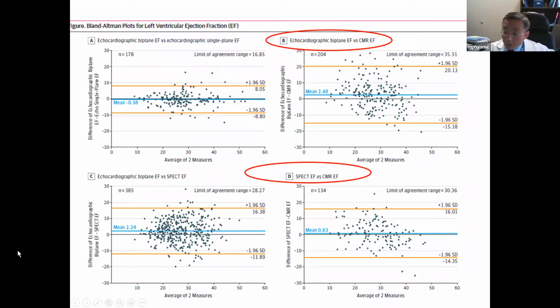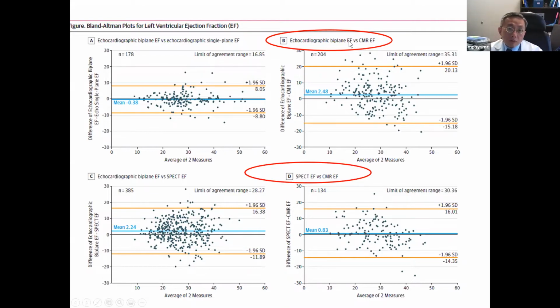This is read by a core lab at Mayo Clinic, so supposedly they're one of the best. They use biplane methods and also visual analysis and also a single plane Simpson rule to calculate ejection fraction. So when you look at this data, I read about this, and first I was really surprised, because you can see that. What do you think?